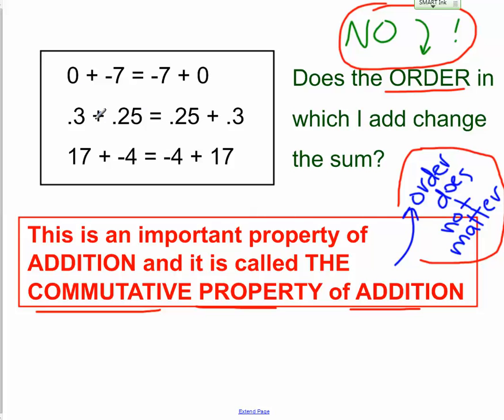3/10 and 25 hundredths is 55 hundredths. 25 hundredths and 3/10 is 55 hundredths. 0 and negative 7 is negative 7. Negative 7 and 0 is negative 7. So the order doesn't matter.